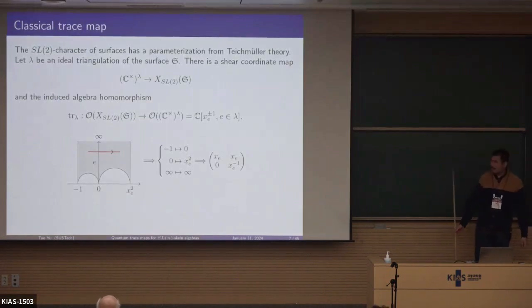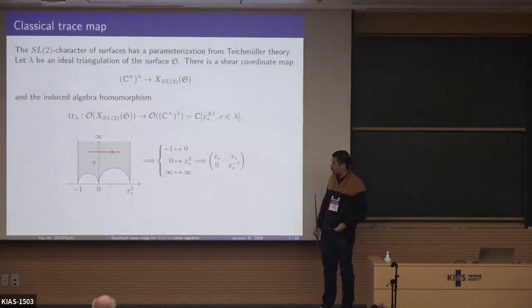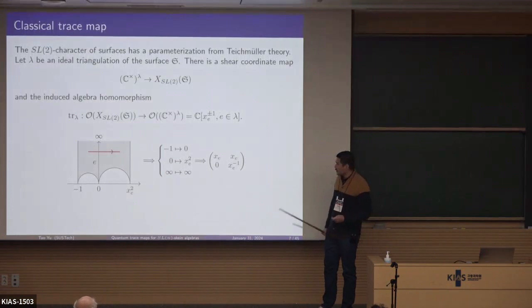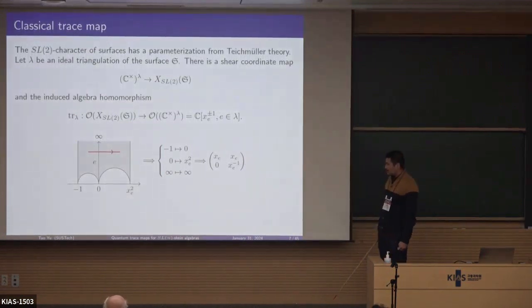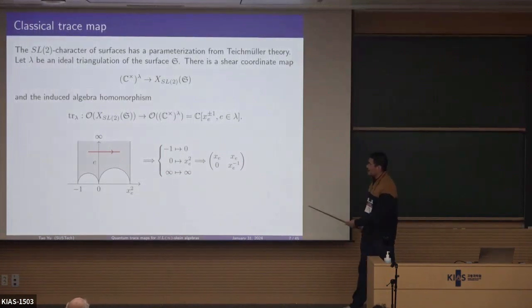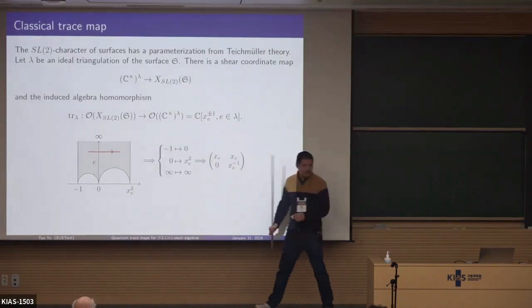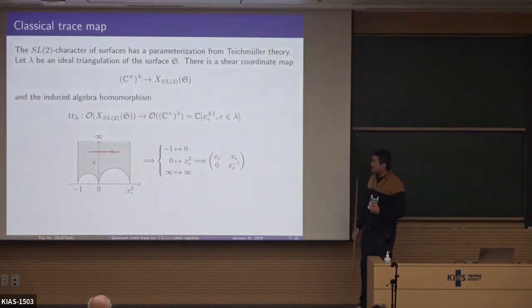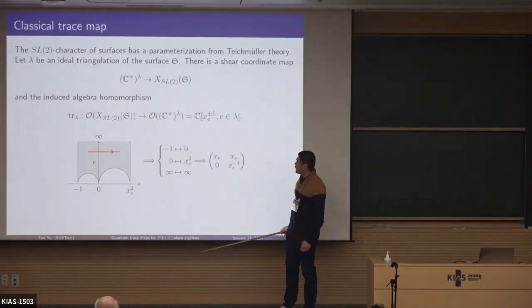The reason to start with this is that the classical picture is very geometric, and the construction of the quantum trace map is also geometric. So we can more or less explicitly describe this construction in this setting. In the SL2 case, the set of coordinates is actually the same as the set of edges in your ideal triangulation. So instead of V, we actually just put the triangulation here.